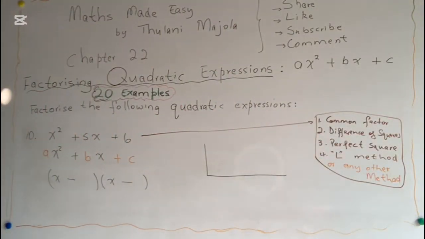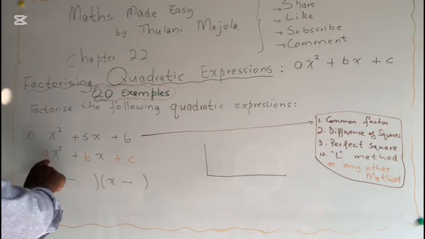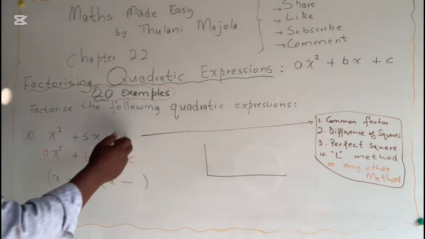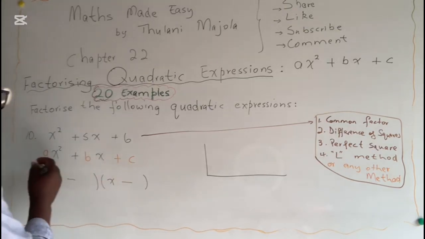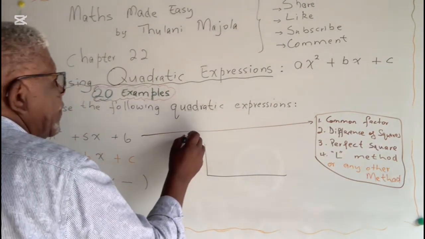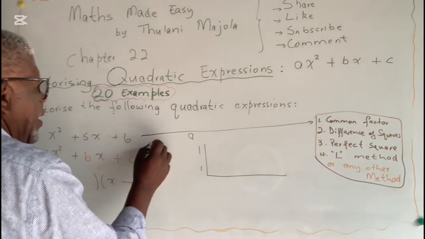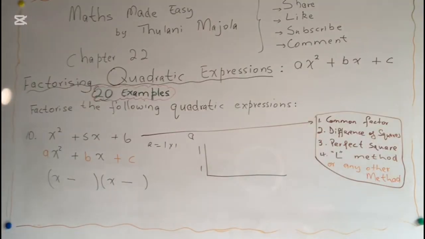Right. So for this one, you can see that A is 1, B is equal to 5, and C is equal to 6. The factors of A: A is 1, so you put the factors of A here, 1 times 1. A equals 1, so it can only be 1 times 1.